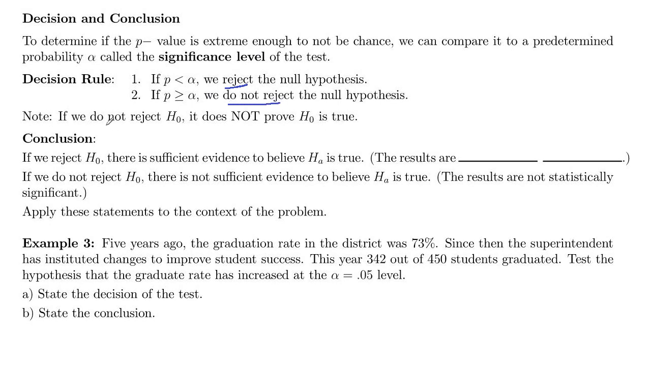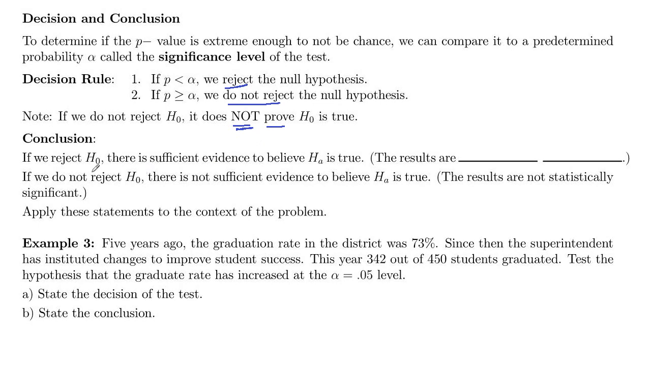Note, if we do not reject H0, it does not prove that H0 is true. It just means that we'll assume it's true because the sample evidence doesn't show otherwise. So you can't prove that H0 is true.